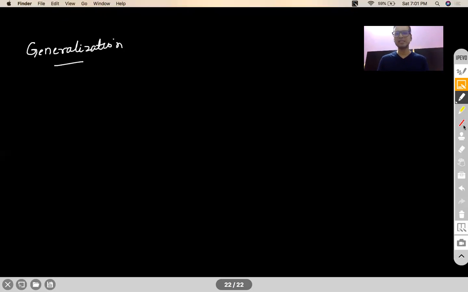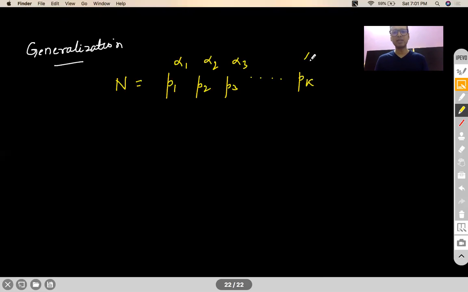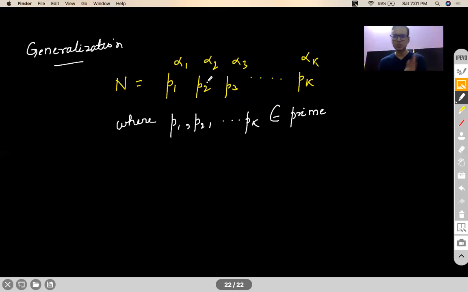So if a number n is given to me, which is factorizable like this: p1 to the power alpha 1, p2 to the power alpha 2, p3 to the power alpha 3, and so on, till pk to the power alpha k, where p1, p2, etc. are prime numbers. For example, you wrote 54 as 2 into 3 to the power 3. So p1 is like 2, p2 is like 3, alpha 1 is like 1, alpha 2 is like 3. So let's say a number is prime factorized or written in a canonical form like this.